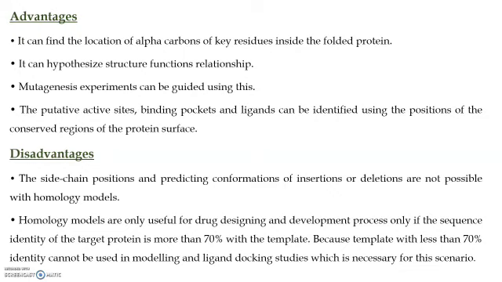And these homology models are only useful for the drug designing and development process if the sequence identity of a target protein is more than 70% with the template. Because a template with less than 70% identity cannot be used in modeling and ligand docking studies, which is necessary for this scenario.